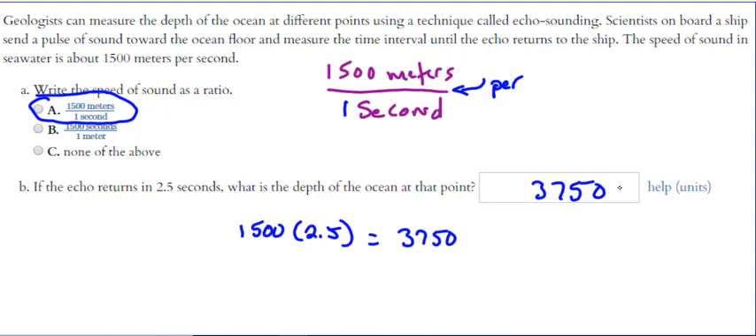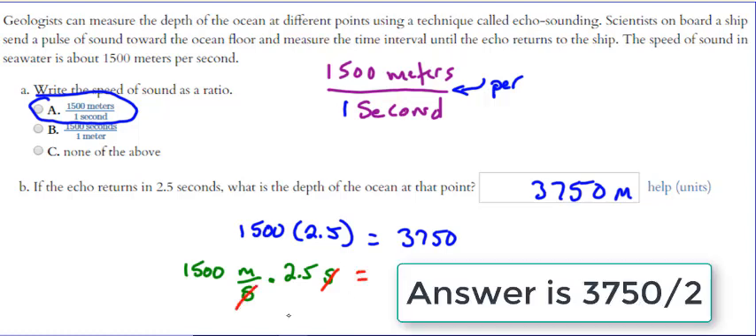And that would be meters. And the reason that works is this. Let me show you. 1,500 meters per second times 2.5 seconds. If you remember back in your days, these units cancel out, right? So that leaves you with 3,750. So that's another way to think about it.